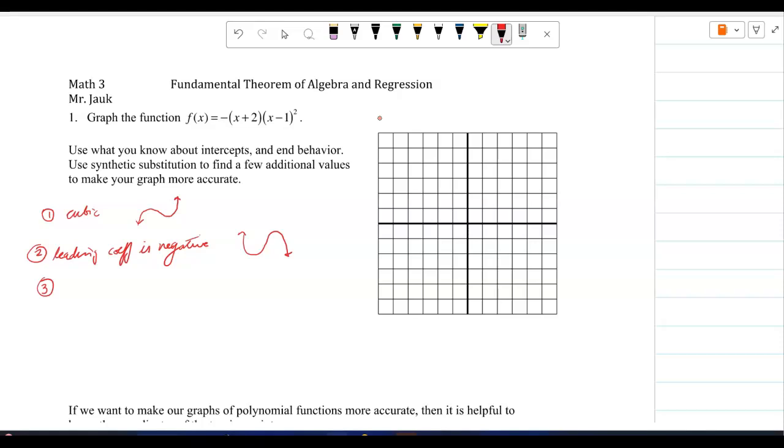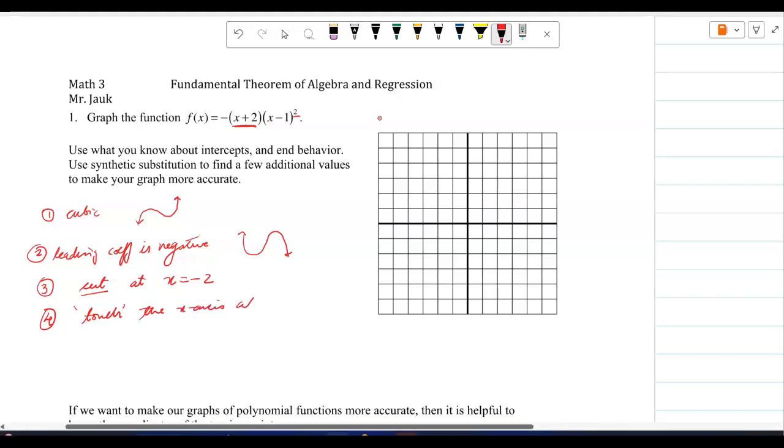Okay, so this is linear. So the graph will cut at x equal to -2. This is a quadratic, so it bounces, or it will touch the x-axis. That's what we use. Touch the x-axis at x equal to 1.